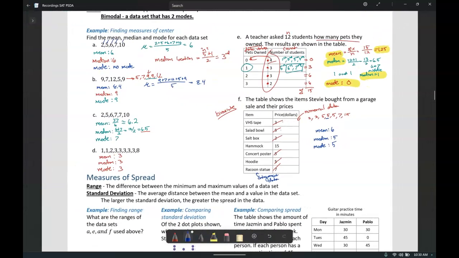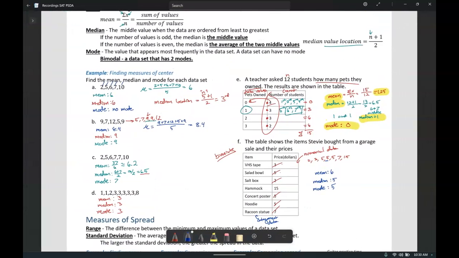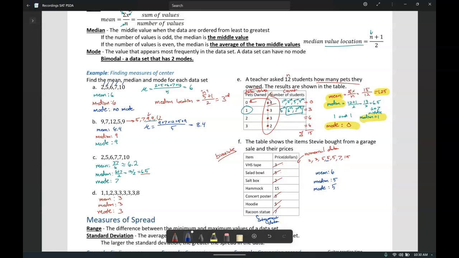And then that's a very basic introduction to mean, median, and mode. However, a lot of SAT style questions won't be focused so much on finding these values, but more on comparing these values with different data sets and making interpretations on that.